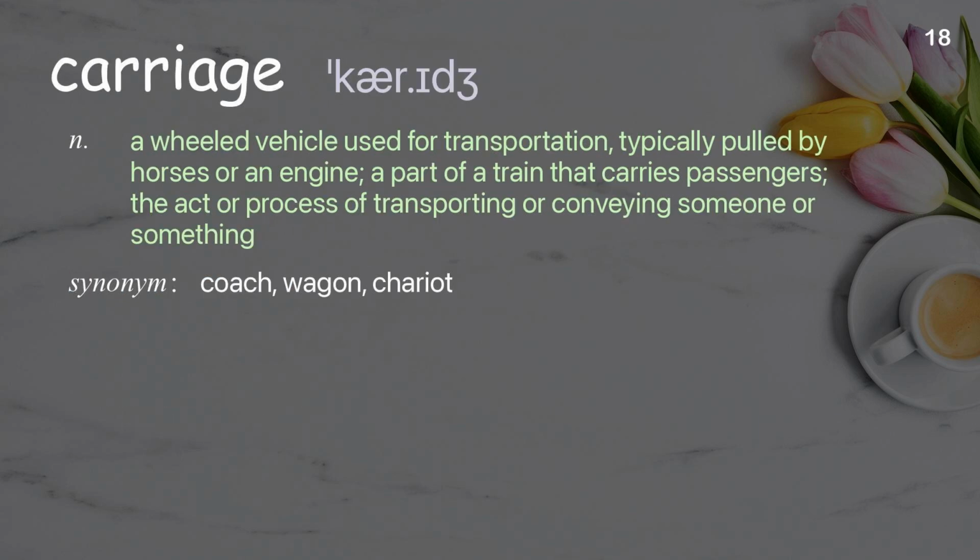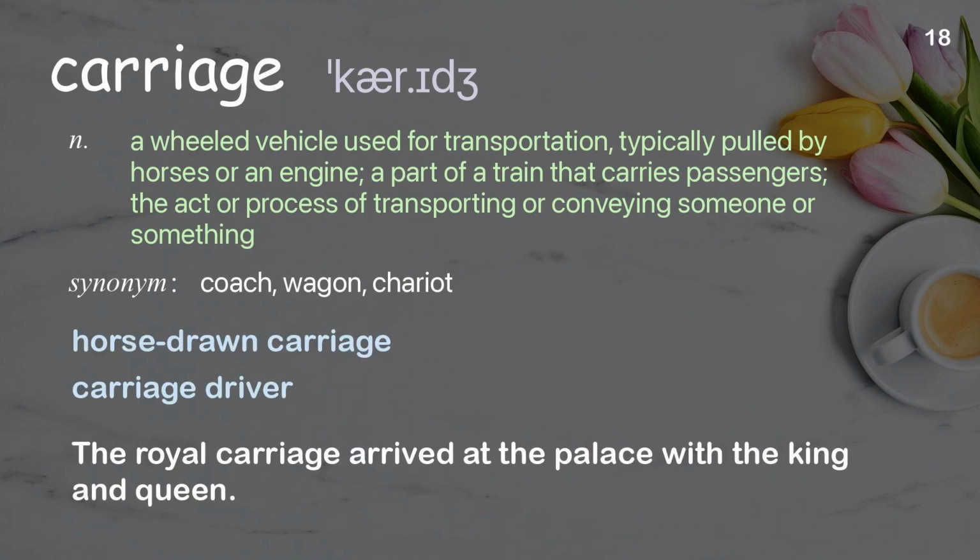Carriage. A wheeled vehicle used for transportation, typically pulled by horses or an engine, a part of a train that carries passengers, the act or process of transporting or conveying someone or something. Examples: horse-drawn carriage, carriage driver. The royal carriage arrived at the palace with the king and queen.